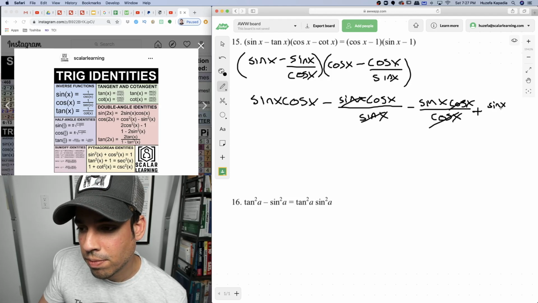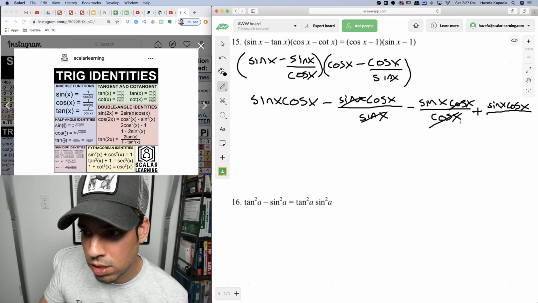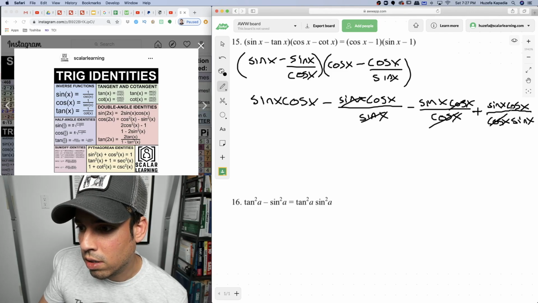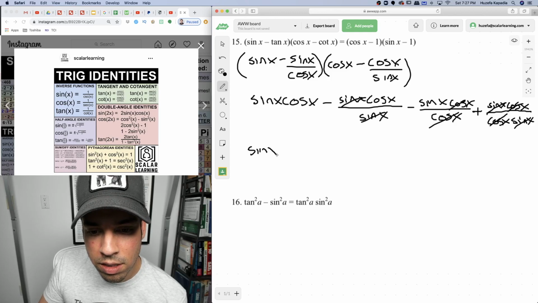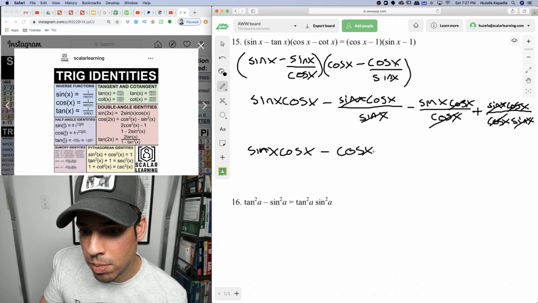Sine cosine on the top over, same thing, sine cosine or cosine sine on the bottom. Oh boy, it's a lot, I'm going to see if I can squeeze this in. And guess what? Cancel, cancel, cancel, cancel. That's just 1. So now I have sine x cosine x minus cosine x minus sine x plus 1.